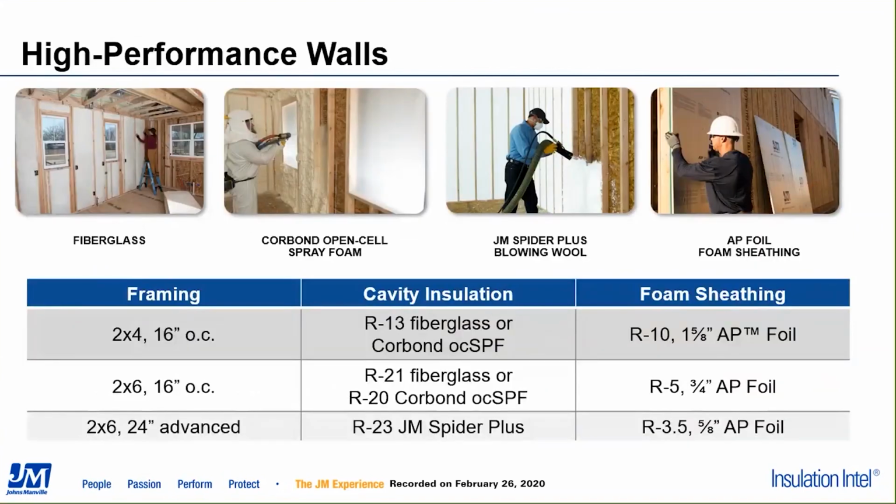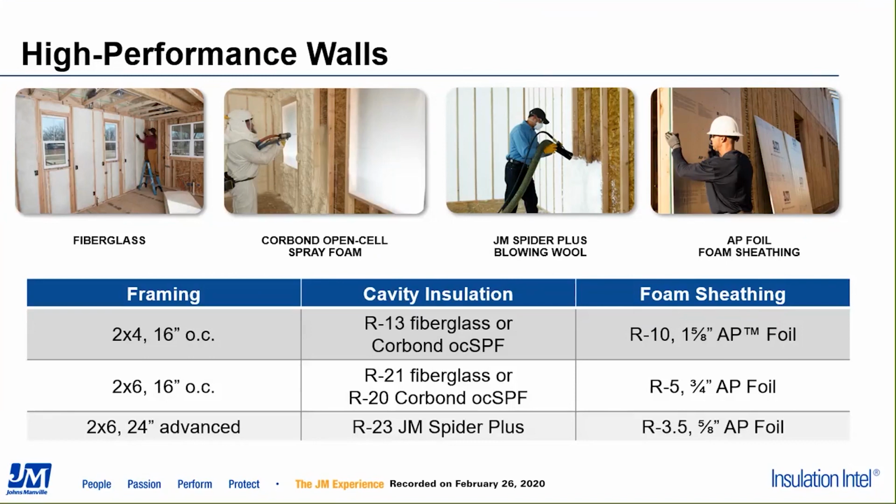From a product solution perspective, we talked about the cavity insulation, the column here in the middle, right? So R13 fiberglass or Corbon open cell in 2x4s, R21 fiberglass or R20 of Corbon open cell in the cavity. From a foam sheathing perspective, Johns Manville has got our AP foil polyisocyanurate foam sheathing. So for that product line, to get R10, we have a 1 5/8 inch thick material that gives us exactly R10, and for the R5, it's 3/4 of an inch.